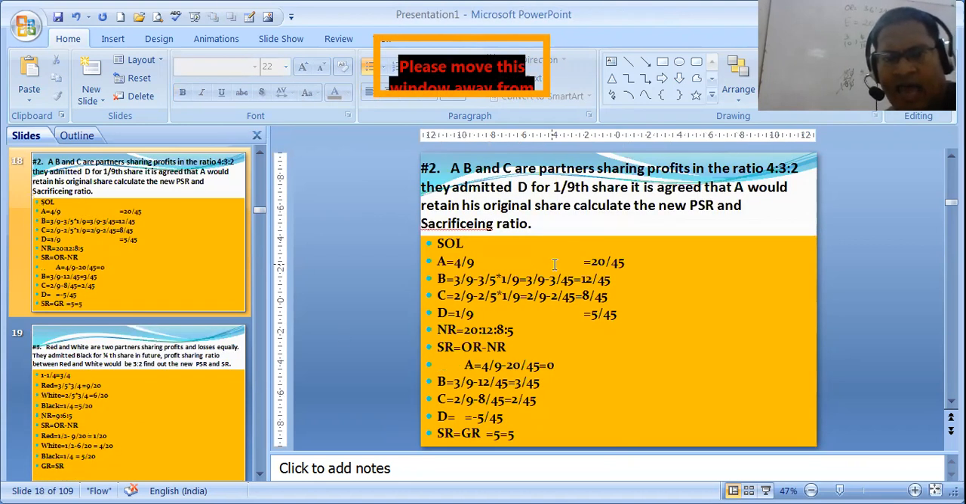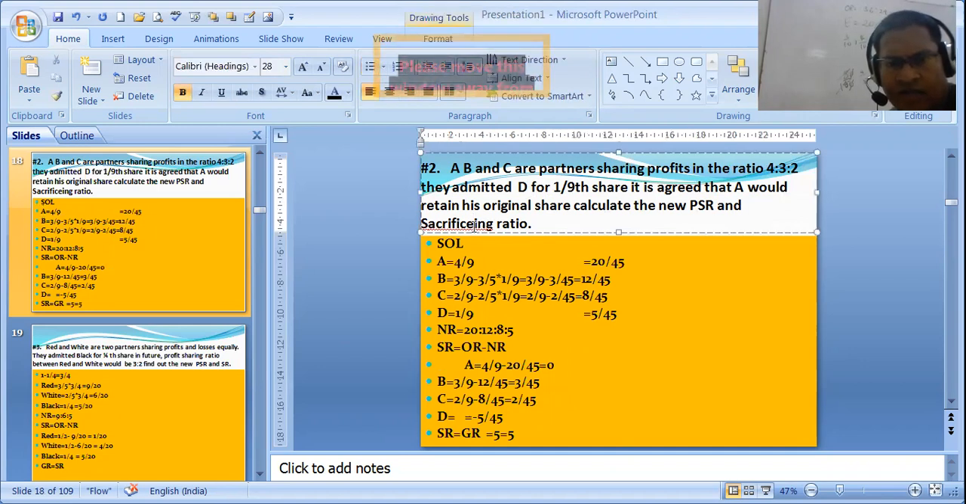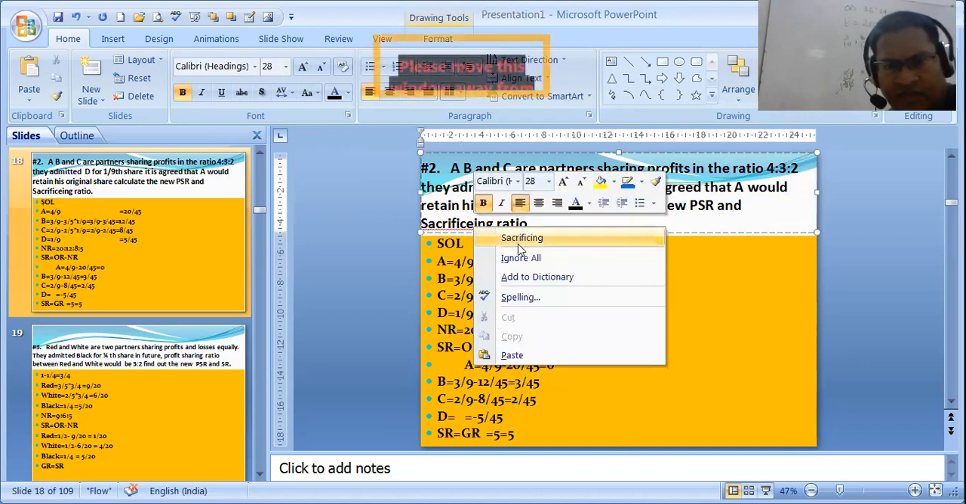Next, A, B, and C are partners sharing profits in the ratio 4 is to 3 is to 2. They admitted D for 1/9 share. It is agreed that A would retain his original share. Calculate the new PSR and sacrificing ratio.